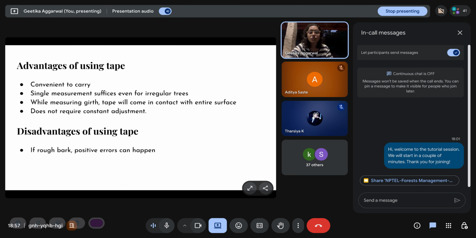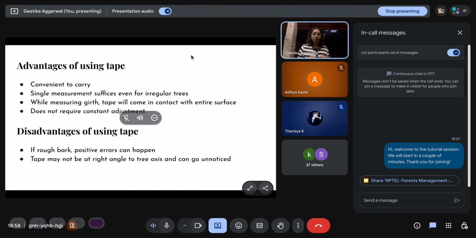Some disadvantages of using the tape is that if the tree has quite a rough bark, then positive errors can happen because it will give you an extra estimation of the diameter because of the bark. Then the tape may not be at right angle. As I said, it can go unnoticed, because you're standing at this point and you don't know what is happening on the other side of the tree. So you need to make sure that it's at right angles all the time.